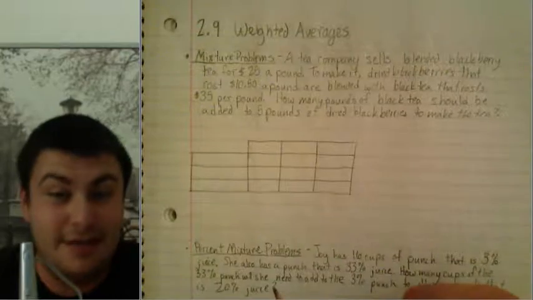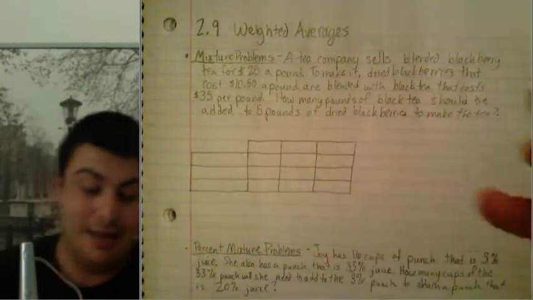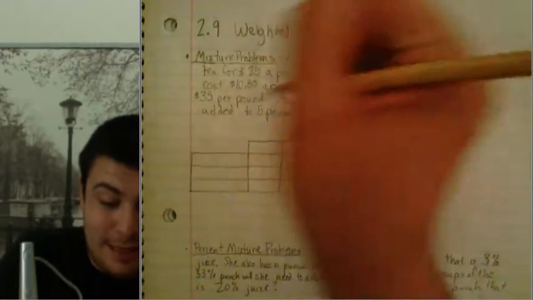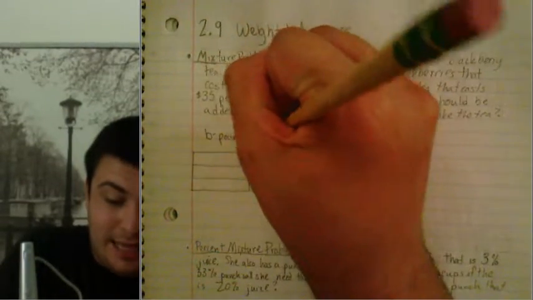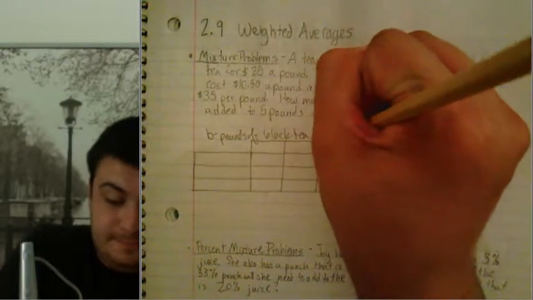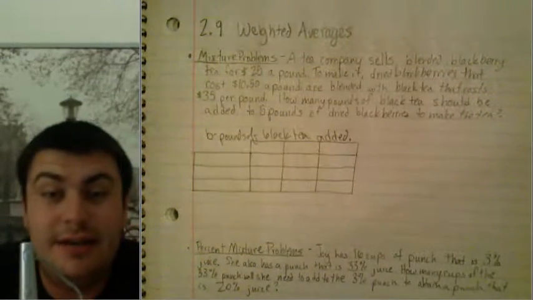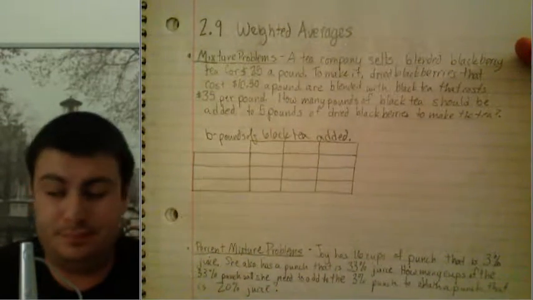Second step, we need to define our variable. What is it asking? How many pounds of black tea should be added? So I'm going to say, let's make B the pounds of black tea added. So now that I've defined that variable, I'm going to use a chart to lay this out.